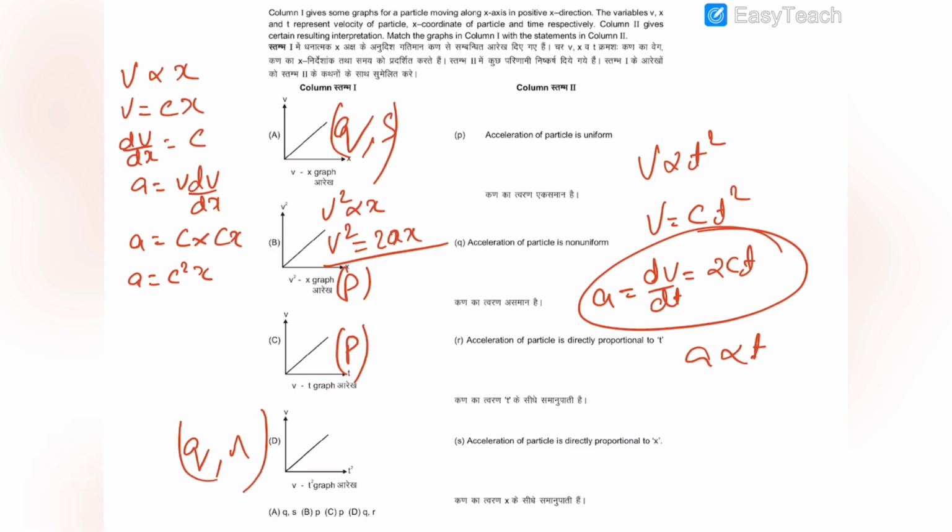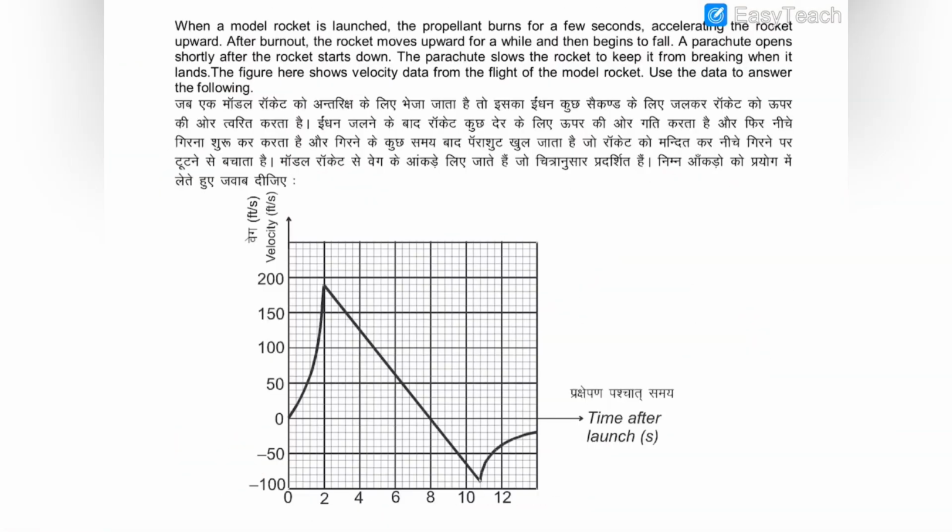Now we move on to the next question. Now in this question you can see that there is a VT graph of a model rocket which is launched, and propellant burns for a few seconds and the rocket accelerates in the upward direction. After burnout, the rocket moves in the upward direction for a while and then begins to fall. A parachute opens shortly after the rocket starts to fall down, and the parachute slows down the rocket to keep it from breaking when it lands.